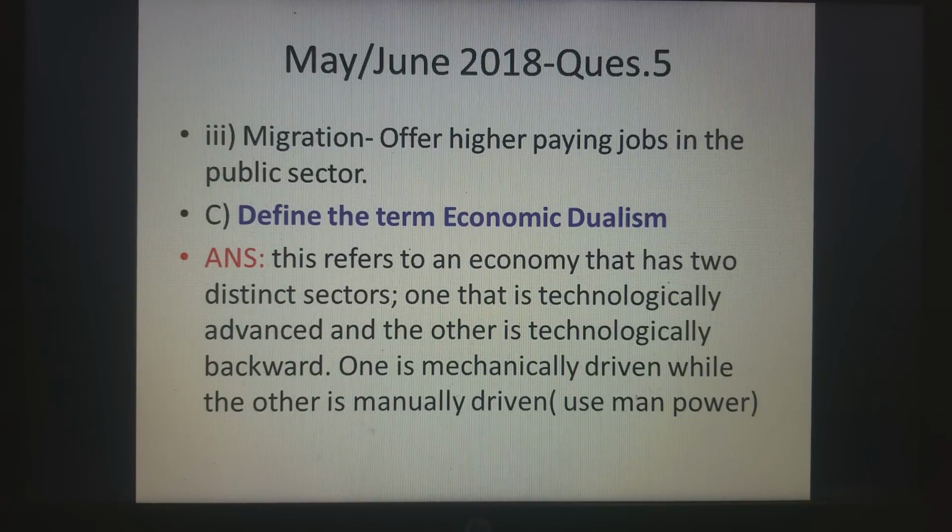The country has really two sectors. So the urban areas tend to be technologically advanced, a lot of manufacturing, machines, computers, and telecommunication taking place. But in the rural areas, they are more agrarian, they are more manpower driven.